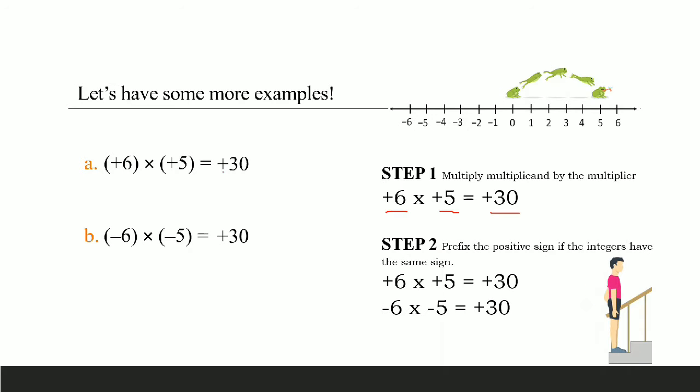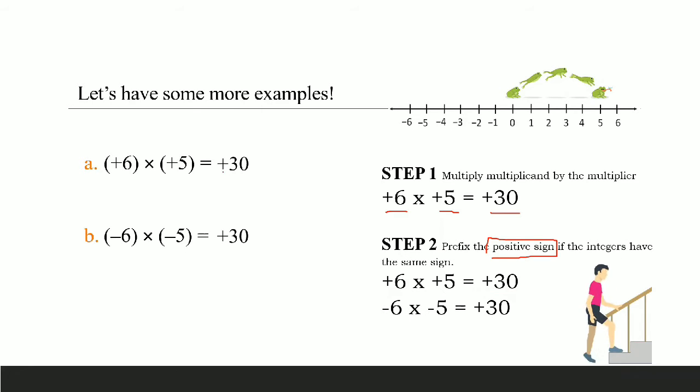Step 2, prefix the positive sign. We will only prefix, or ilalagay natin sa harapan yung positive sign, if yung integers have the same sign. Like this. Positive 6 times positive 5. Our answer will be positive 30 because they have the same sign.